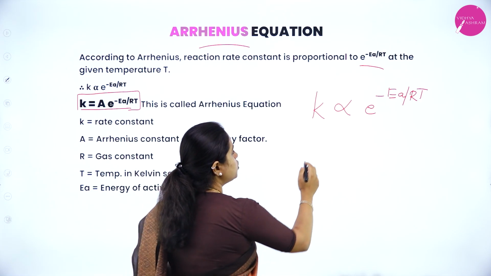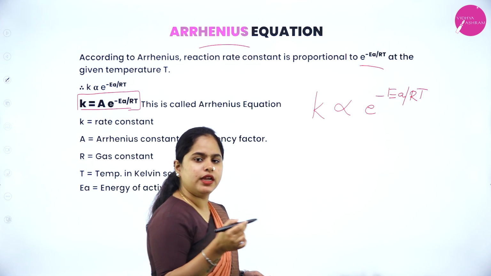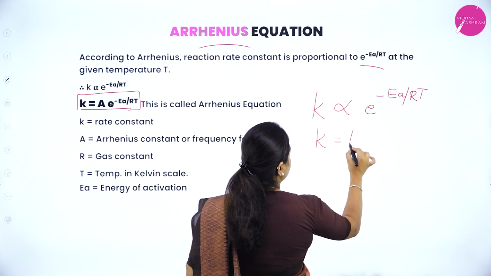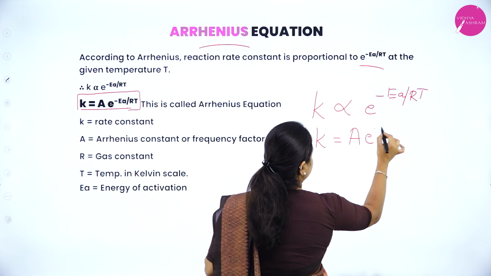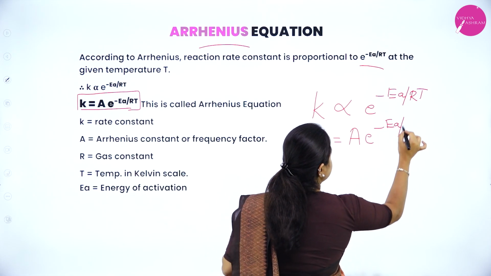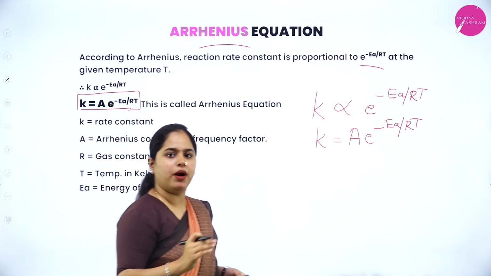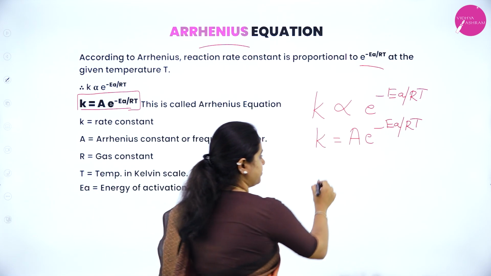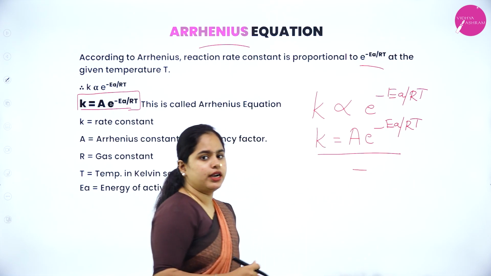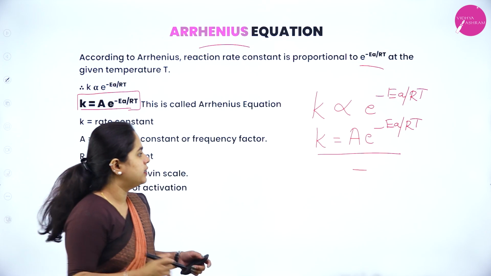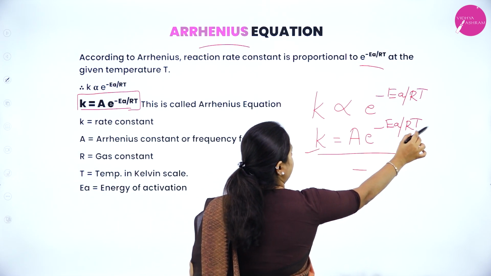Okay, so now to remove the proportionality, what do we do? We introduce a constant here. The constant used is A. That is, k is equal to A into e raised to minus Ea by RT, so this minus Ea by RT is in the power. This equation is called the Arrhenius equation. It gives a relationship between the rate constant and temperature.